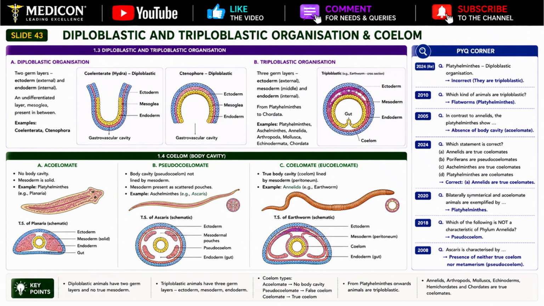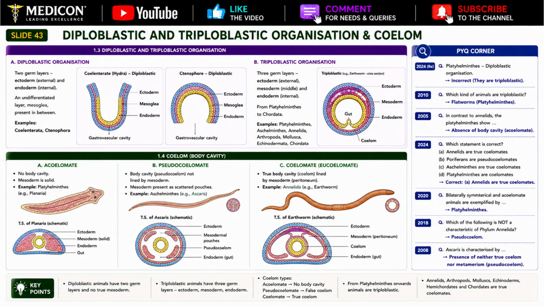Three germ layers are present in the triploblastic organization, tri for three germ layers: ectoderm, that is external, mesoderm, that is middle, and endoderm, that is internal, from Platyhelminthes to Chordata. So for a triploblastic example, the earthworm cross section, you can see here there is an extra layer in the middle that is called the mesoderm. Examples are Platyhelminthes, Aschelminthes, Annelida, Arthropoda, Mollusca, Echinodermata and Chordata.